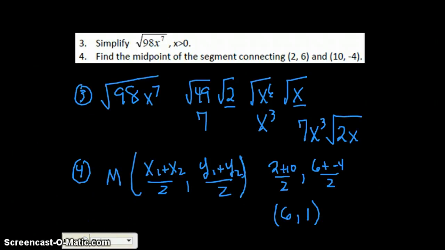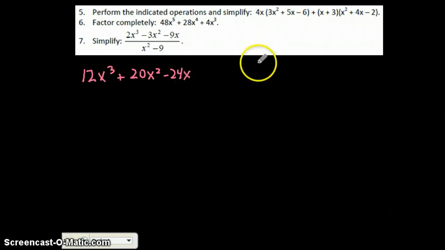All right, let's take a look at number 5. Perform the indicated operation and simplify. Okay, actually there's a lot going on with that problem. So on 5, let's distribute that 4x. So that's going to be 12x cubed plus 20x squared minus 24x.